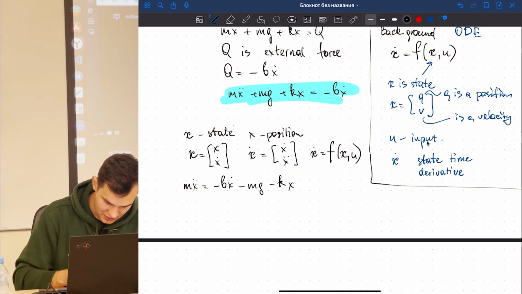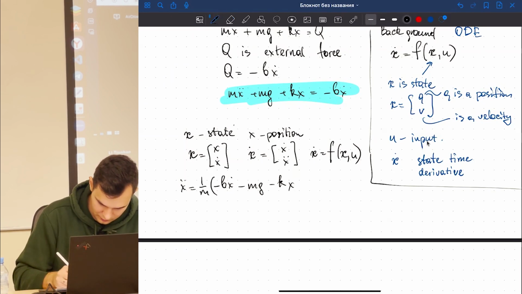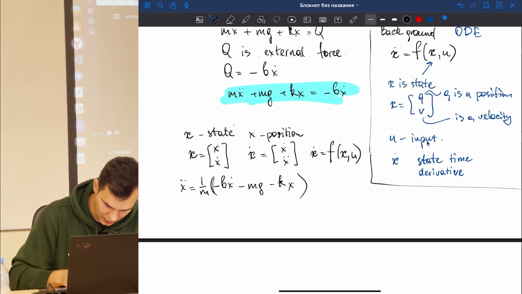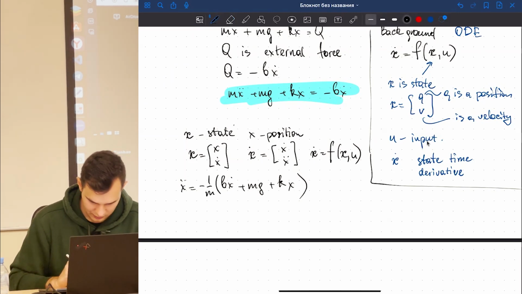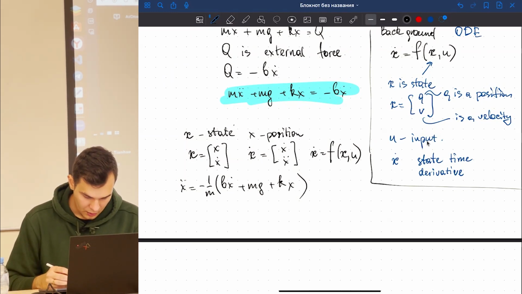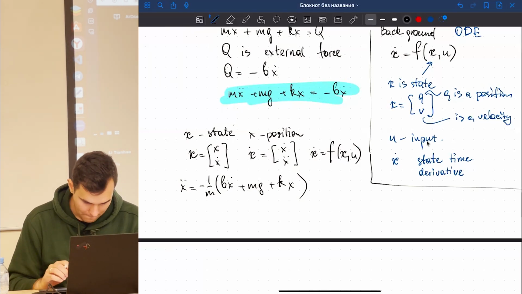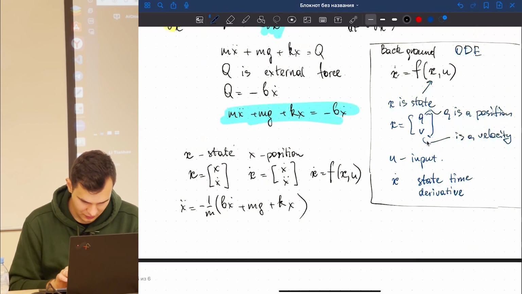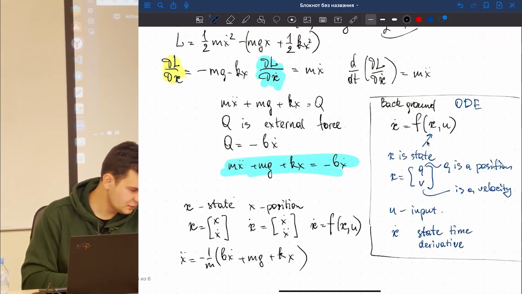From here we can say that x double dot equals 1 over m, and we can make it a little bit more pleasant like this. And do I have an extra m before the gravity, the g? Extra m, yes. Any mistake?